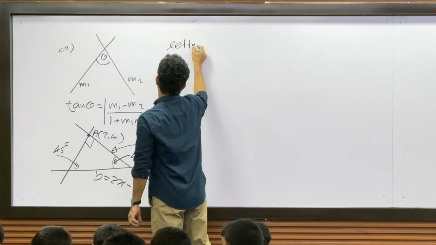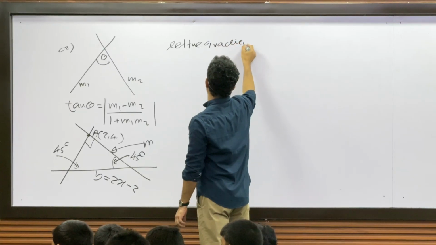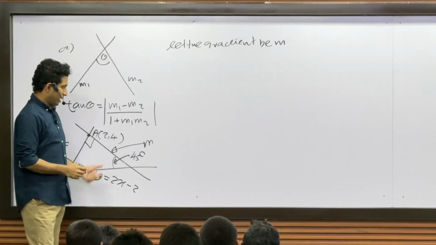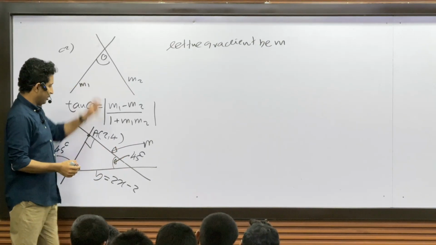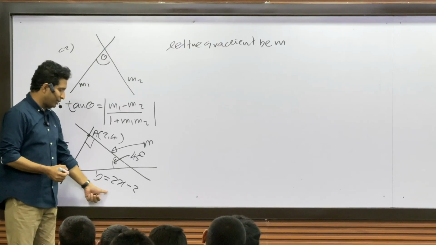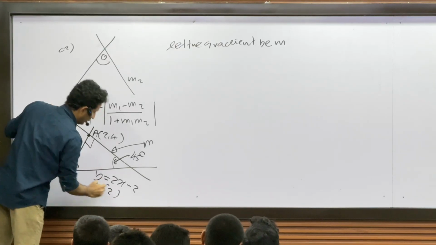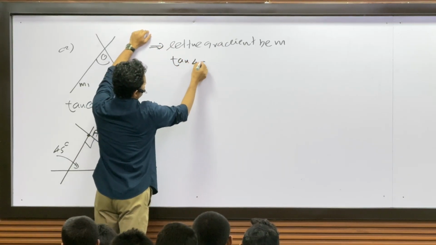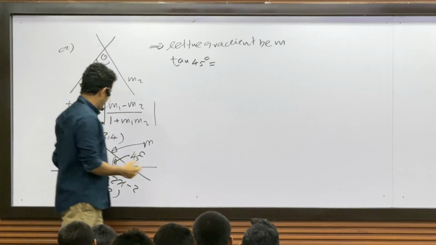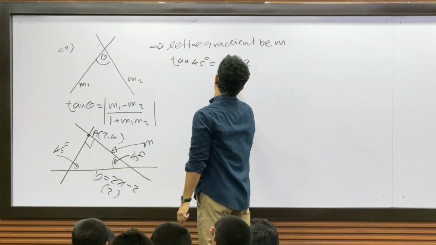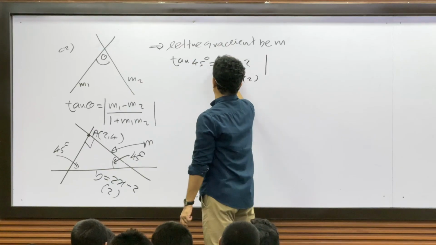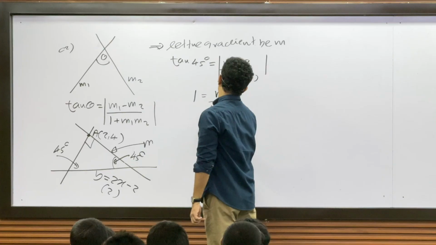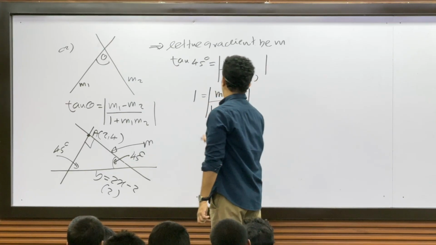Let the gradient be m. If the gradient is m, you know that according to this theorem, now this is tan 45. Now what's the gradient of this line? It is 2, right? Now let the gradient be m. Now tan 45 should be equal to the modulus of (m minus 2) divided by (1 plus m times 2). You know that tan 45 is 1, so 1 equals (m minus 2) divided by (1 plus 2m), like this.